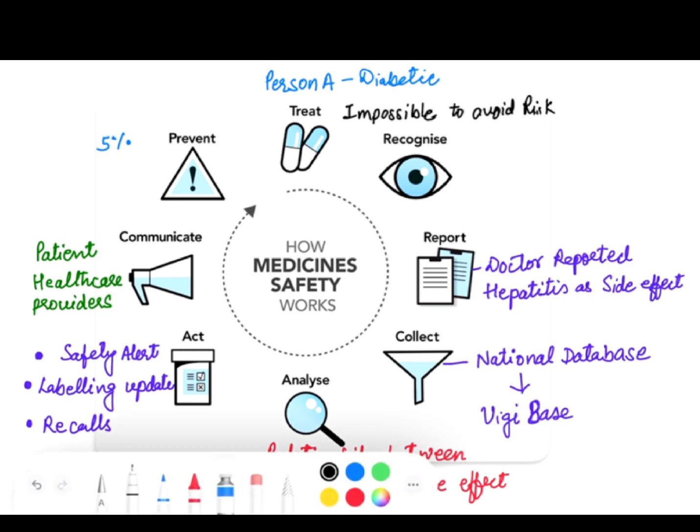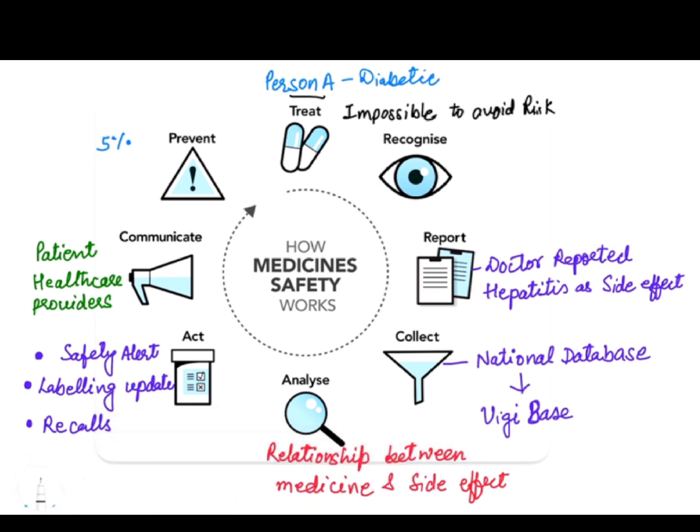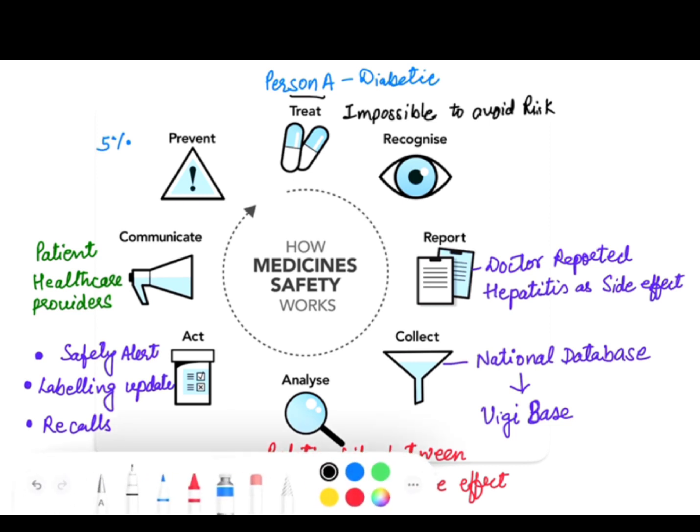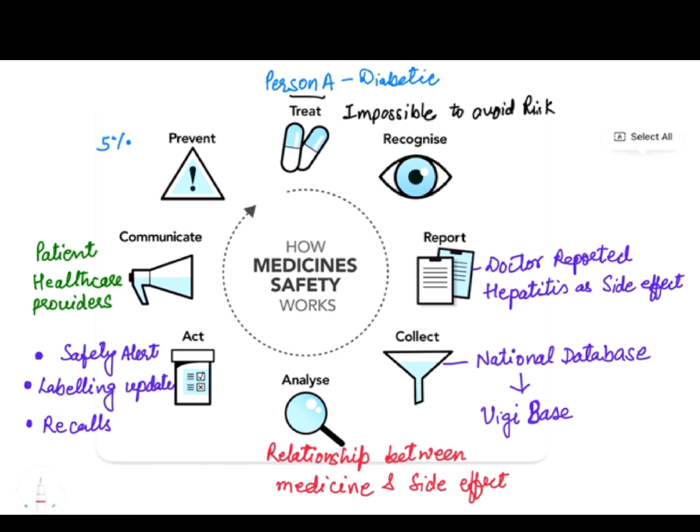So we can start with step one. Let's assume there is a person, say Lisa, and she is suffering from diabetes, right? Her doctor recognized that her current medication stopped working, it's not showing effects, so she's been prescribed a new drug. Whenever we take a new drug, it is impossible to avoid all the risk, right? There are always risks associated with them.